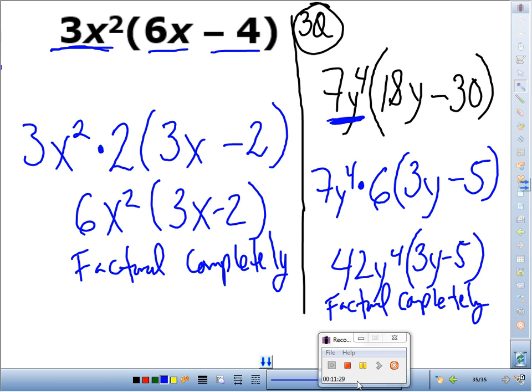Hands up if you got that by yourself. Okay? Wait. Oh, 7 times 6. Remember at the end to multiply numbers with numbers, variables with variables. Okay, let's move on to the next one.